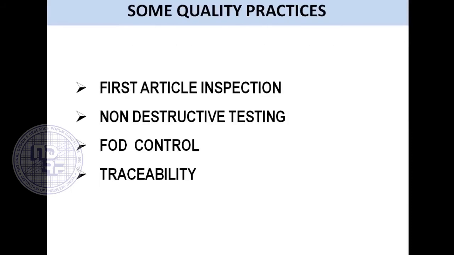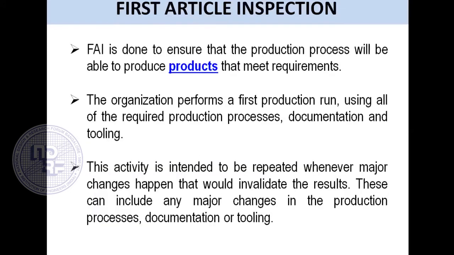What is first article inspection? First article inspection is a concept used in the aircraft industry to ensure that the production process being followed is able to produce products that meet the requirements. For example, whenever an article is manufactured for the first time, you have to note that in the aircraft industry safety is paramount, because an aircraft is a machine which takes off from the ground and flies, and it has to safely return. It's not like a car or an automobile which can be parked at the side of the road and then serviced.